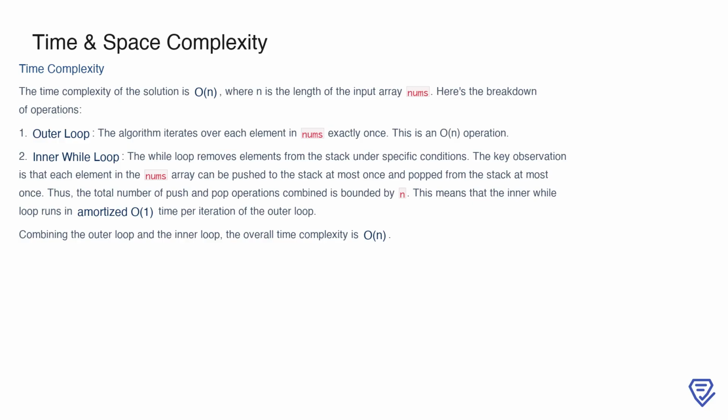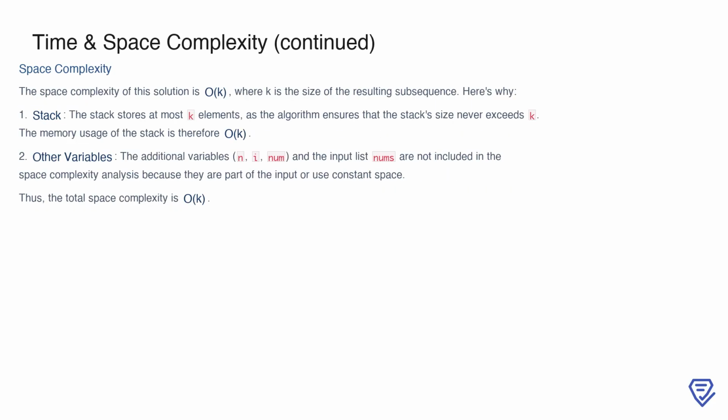When you combine the outer loop with the inner operations, the overall time complexity remains linear, or O(n). This is a key factor in the efficiency of the algorithm. Now let's analyze the space complexity of the solution, which is O(k), where k is the size of the resulting subsequence. The primary contributor to space usage is the stack, which is designed to store up to k elements. The algorithm ensures that the size of the stack never exceeds k, so the memory usage of the stack is proportional to k, or O(k).